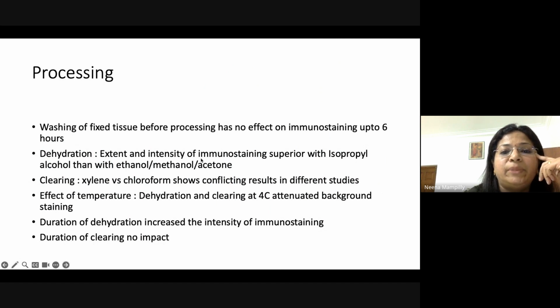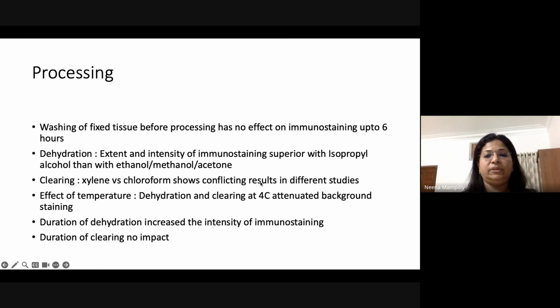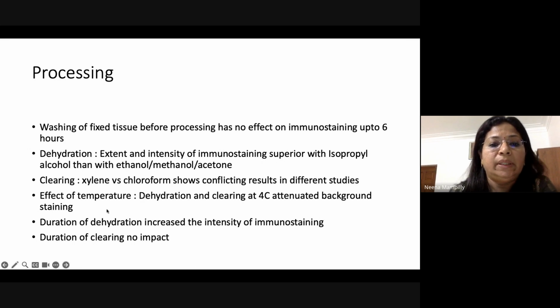Extent and intensity of immunostaining and molecular testing is said to be superior with isopropyl alcohol rather than with ethanol, methanol, or acetone. In clearing, xylene versus chloroform shows conflicting results, so there is not much difference, is what the studies say. Dehydration and clearing at 4 degrees centigrade attenuate background staining. Duration of dehydration increases the intensity of immunostaining, and duration of clearing has no impact.